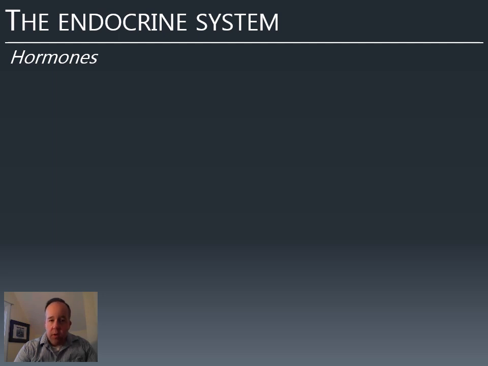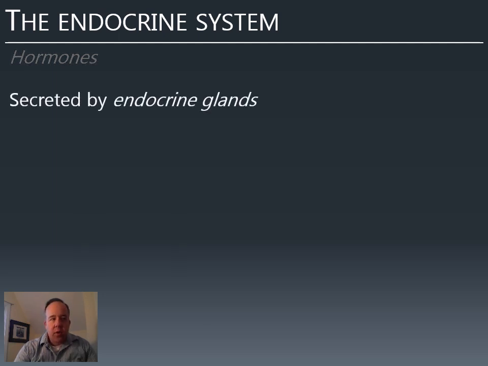So what hormones do is they are secreted into the bloodstream, they circulate around the body, and they can have a number of effects on different tissues in the body. So they are a very sort of broad signal that the body can send. And they're secreted by what are called endocrine glands.